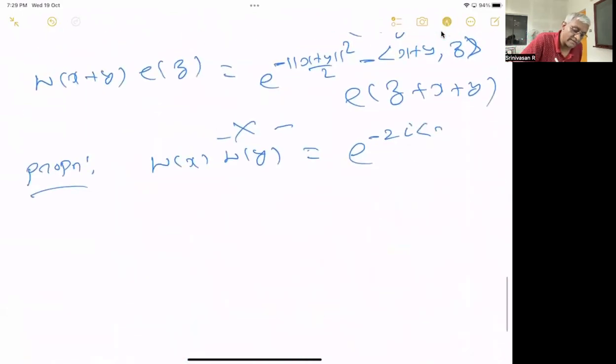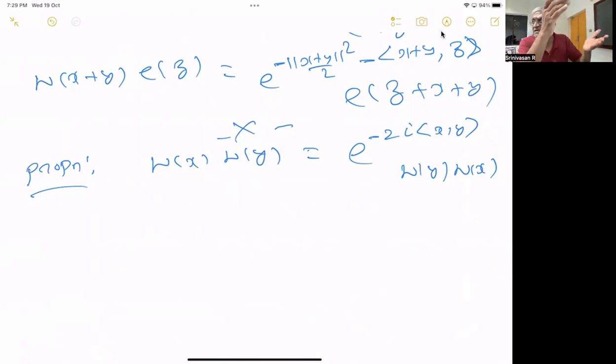Okay. 2i times the imaginary part of ⟨x, y⟩ into W of y, W of x. W of x and W of y don't commute; they commute up to a constant. This is called the canonical commutation relation. So whatever you want to call it, that implies this, this implies that. And the second, whatever we get in terms of creation and annihilation operators, also follows from this. It's all the same thing. So this is one, which is clear. I don't have to prove it.